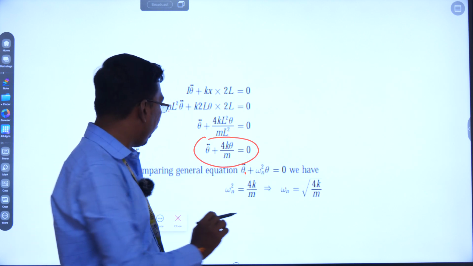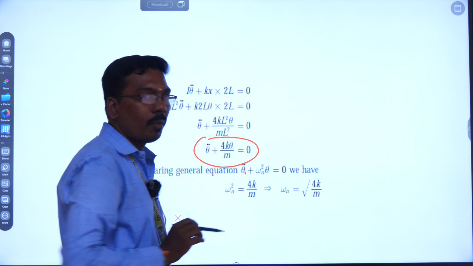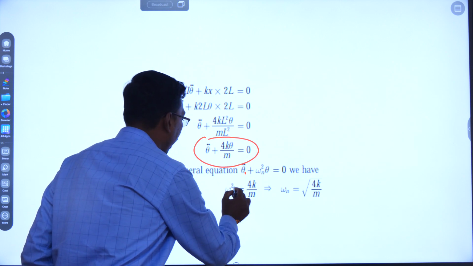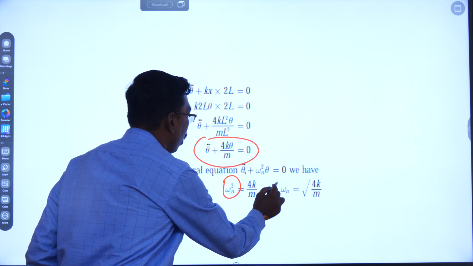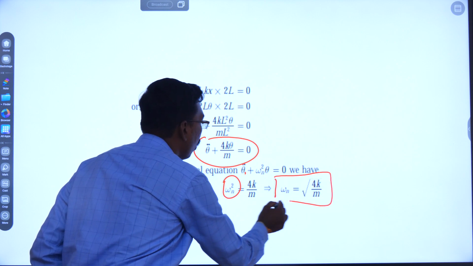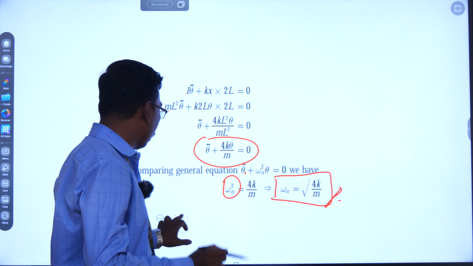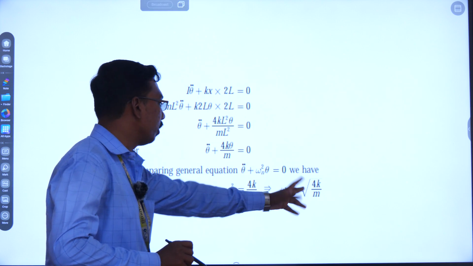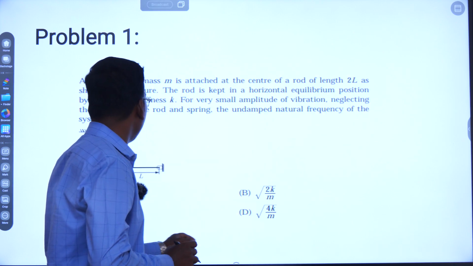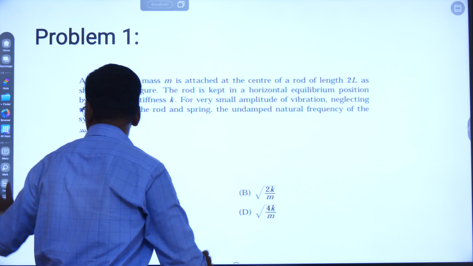We have omega n square is equal to 4k divided by m. Okay. So finally I take the square root here. Omega n is equal to root of 4k by m. This is the solution. So we go to the previous slide. Then which option do we select for this equation? Okay. Yeah, D is right.